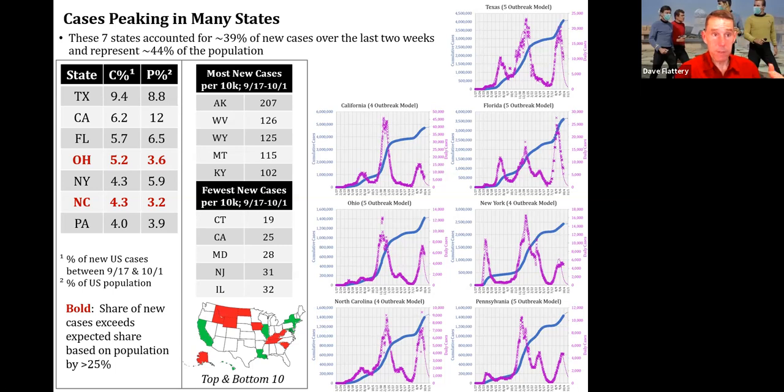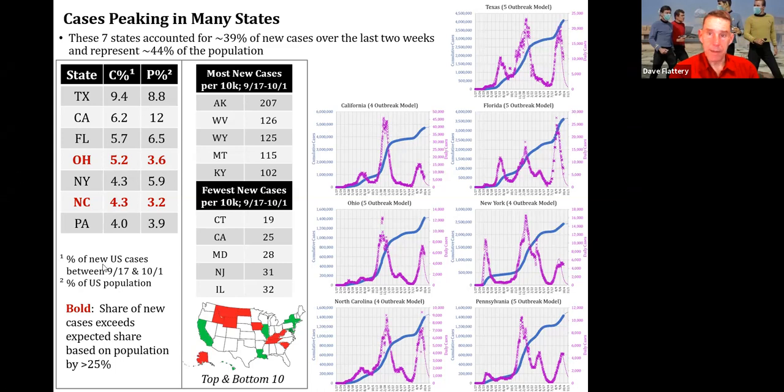So the 7 states that contributed the most cases to the new cases over the last 2 weeks only accounted for about 40% of the new cases, and they're over 40% of the population. So they're the big states, but they're not seeing disproportionately higher case counts than would be expected based on their population, for the most part. Texas, California, and Florida are all within 25% of what you'd expect based on the population. Ohio and North Carolina are above that. That's why they're red and bolded. But they're just above 25%, both of them. Ohio a little bit more.